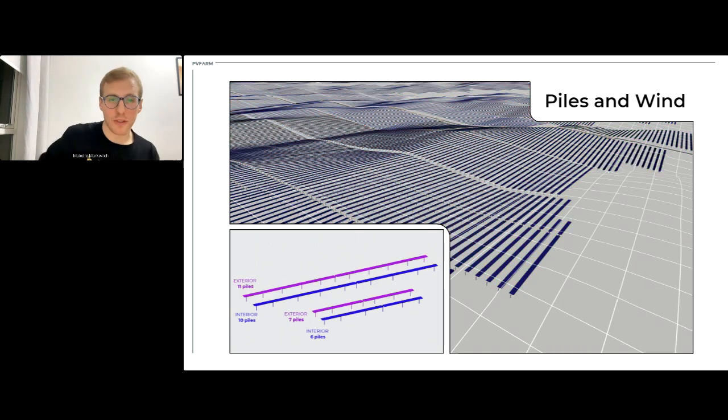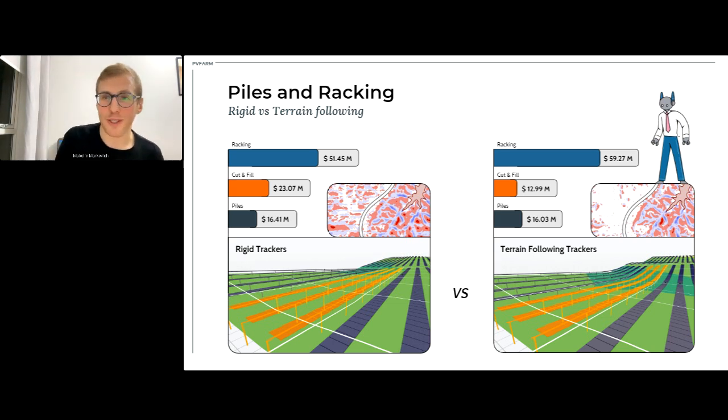So let's jump to the next quite popular and, I would say, trendy topic at this moment. It's piles and racking, because racking affects piles as well. And a quite popular case to consider here is rigid versus terrain following trackers, right? So you can see on the left, it's a rigid tracker, meaning that it doesn't bend. It's basically a straight line. And you can see the cost: racking, cut, fill, and piles.